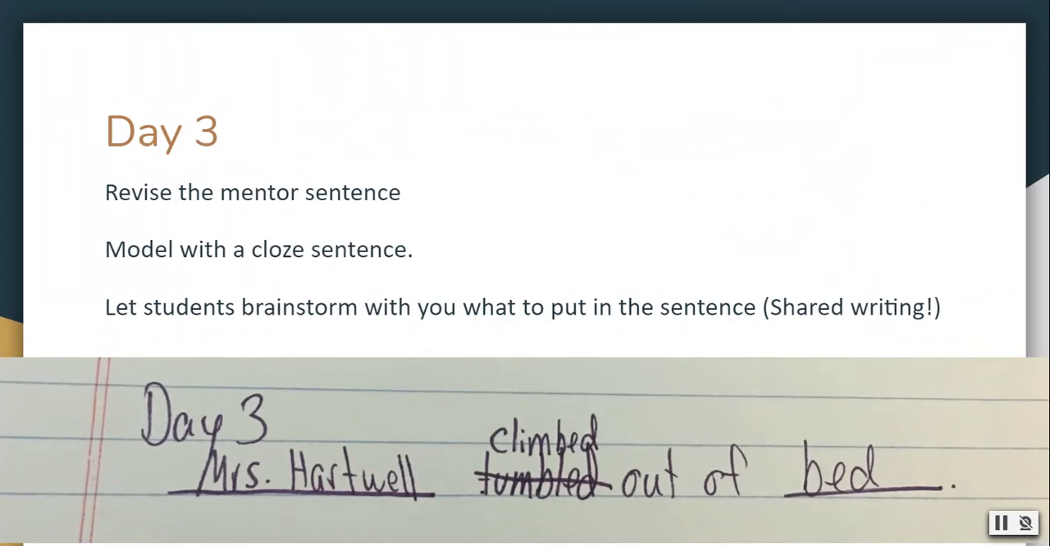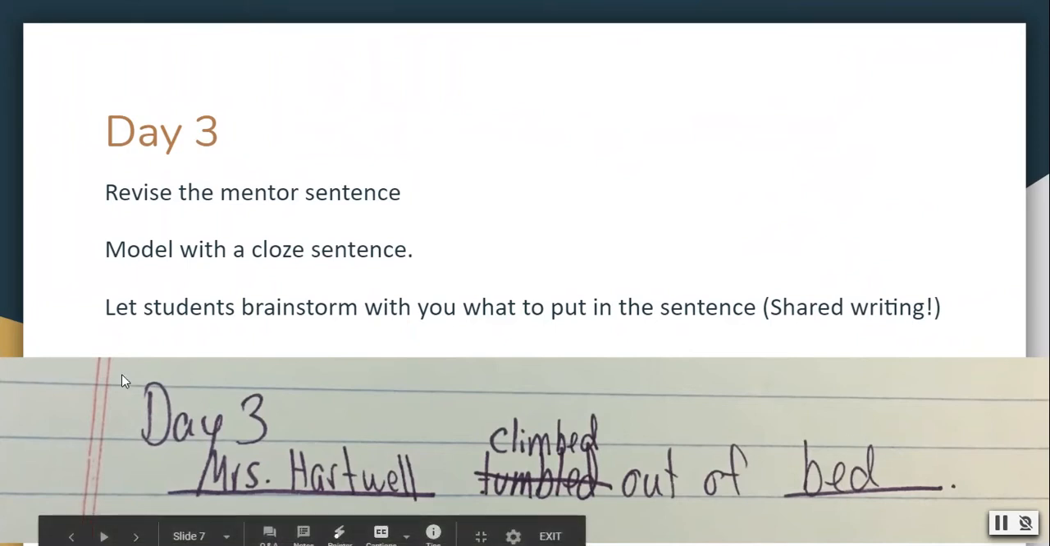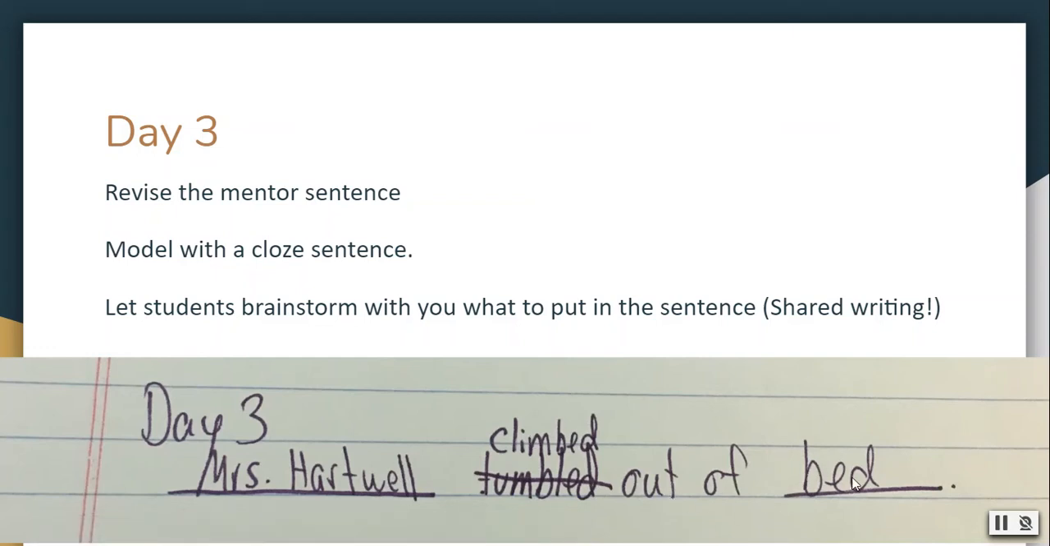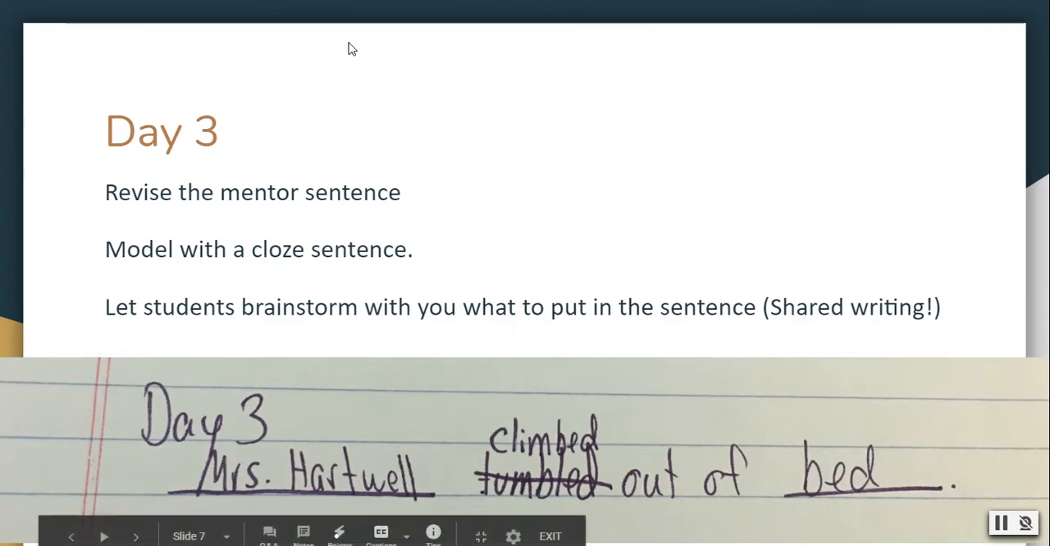or actually in Reading Writing the Content area, we talked about closed writing a little bit, where you take out words from a sentence and students fill in the blanks. So you take out Sarah, you take out different parts, it's up to you what parts you take out, but let the students brainstorm with you what to put in the sentence. This is shared writing, okay?